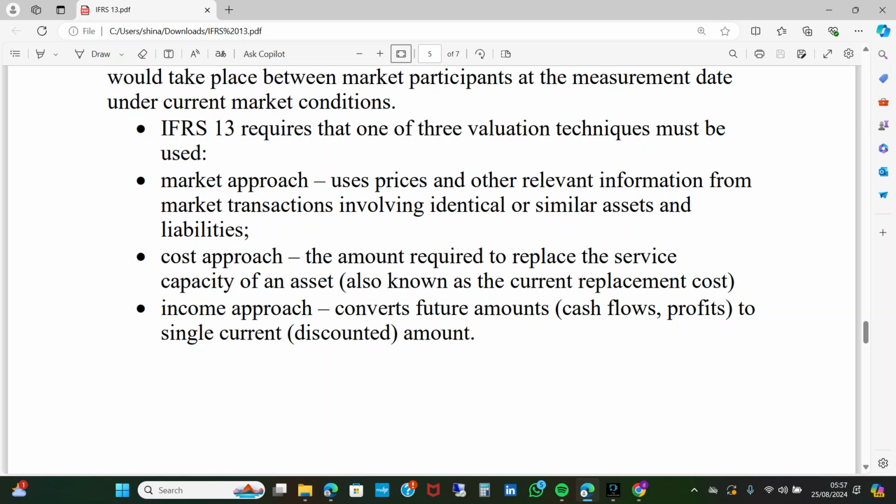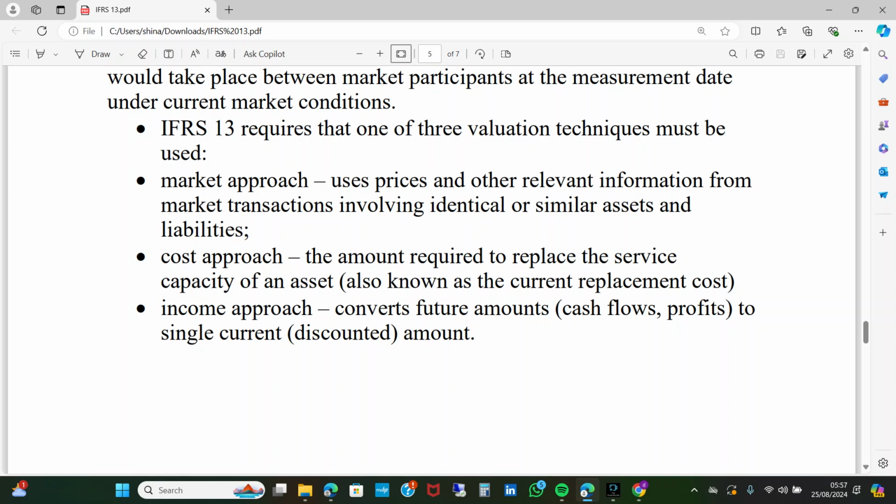Another example is you want to look at the shares of Guinness PLC on the Nigerian Stock Exchange, and Guinness PLC is no longer quoted on the Nigerian Stock Exchange. Hypothetical example. So what do you do? You can go to the Ghana Stock Exchange. If they have the Guinness PLC shares quoted there, you can use that as the value for your own Guinness PLC shares. That's market approach.